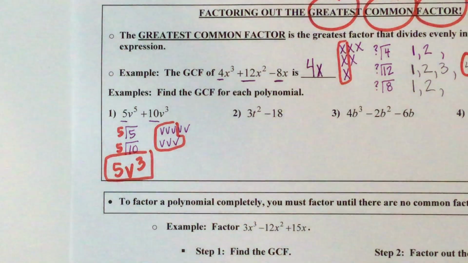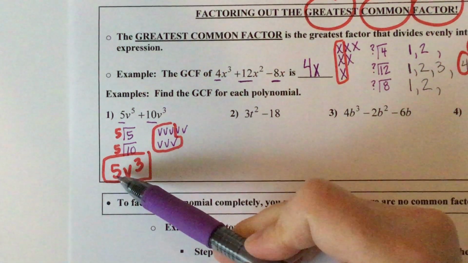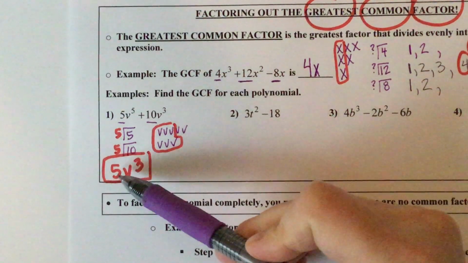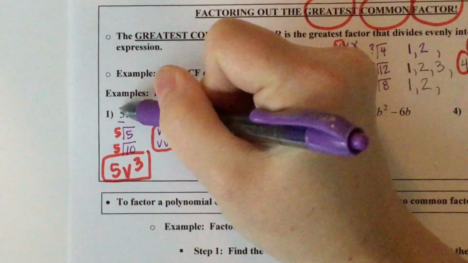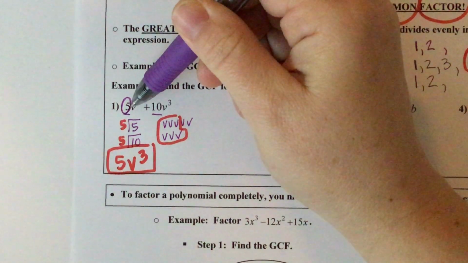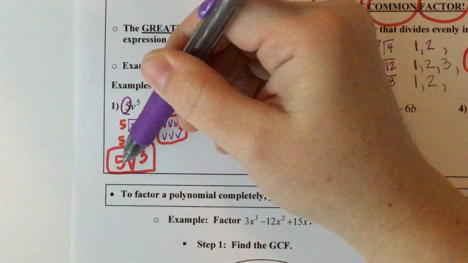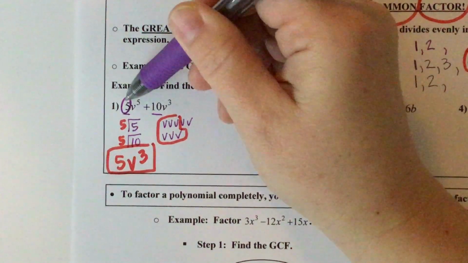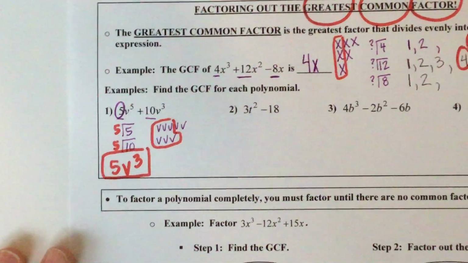Now, one thing I do want to say, this number out here, the greatest common factor, it can never be bigger than whatever the smaller number is. That's because nothing bigger than 5 can divide into 5. So this number can never be bigger than whatever the smaller number is. Okay, let's look at the next one.